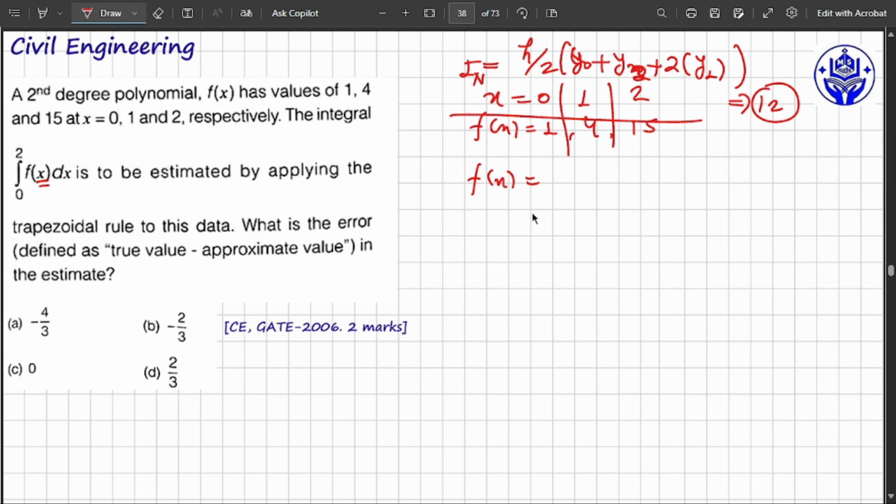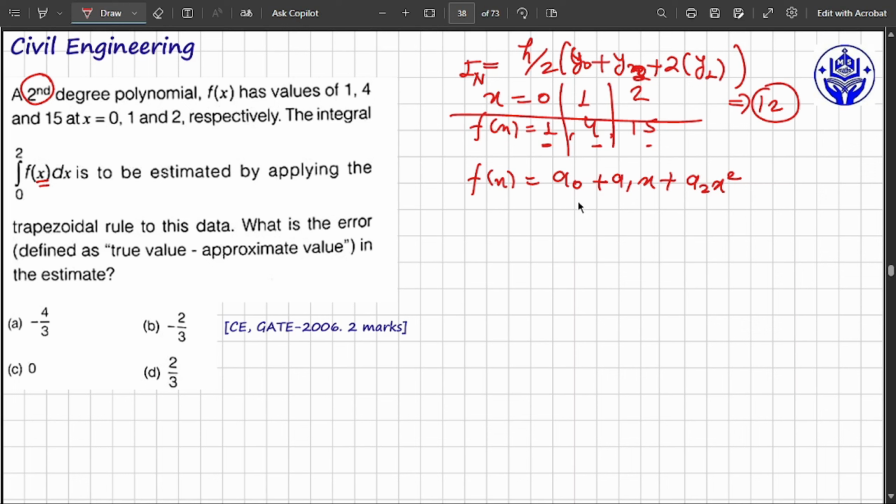So for that, I will consider that it is a 3 point. If it is a 3 point, then I can consider it as a second order degree polynomial. And obviously it is given that a second order polynomial is here. I can't guess it without these data, but it is given. What is the general form of a second order polynomial? a0 plus a1 x and a2 x square.